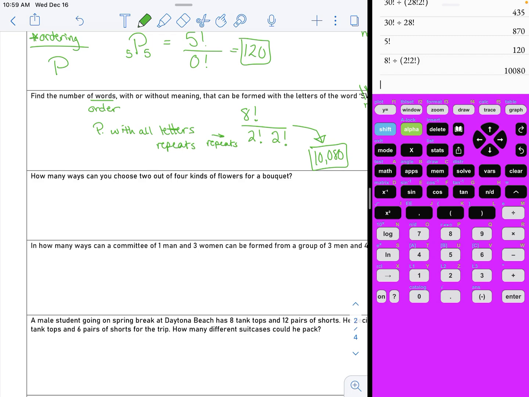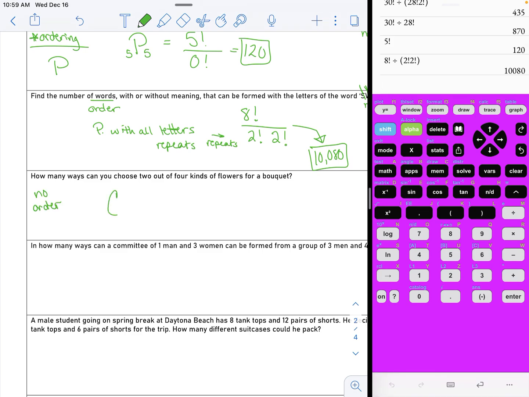How many ways can you choose, let's see, 2 out of 4 kinds of flowers for a bouquet. Let's think about order. If you're going to choose roses and lilies out of a list of 20 different types of flowers, does it matter the order that you tell the person who's making the bouquet? Order really doesn't matter. You just want 2 out of 4. So I'm going to write no order, or order is not important.